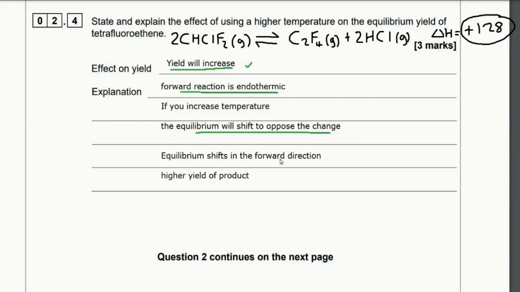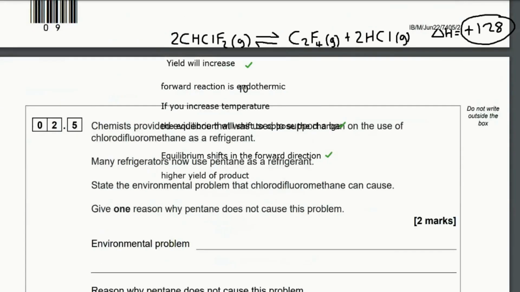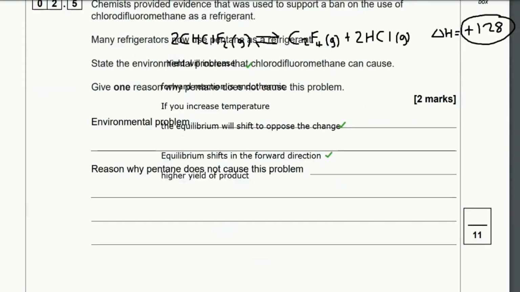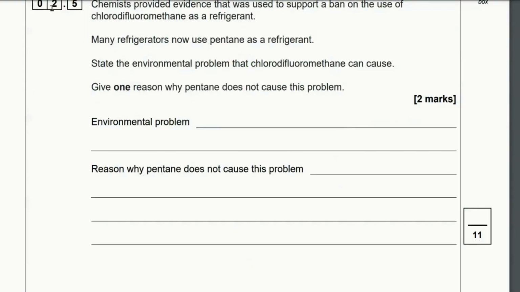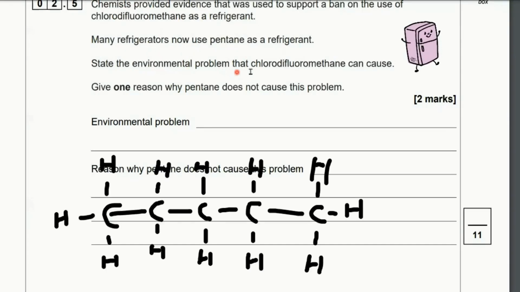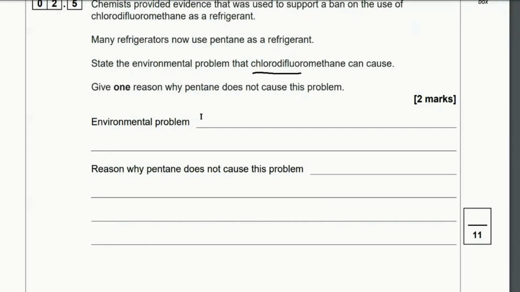So your 3 marks here are 1 for stating the effect on yield, which is that it will increase, 1 for saying the equilibrium will shift to oppose the change, and finally that it shifts, therefore, in the forward direction. Chemists provided evidence that was used to support a ban on the use of chlorodifluoromethane as a refrigerant. Many refrigerators now use pentane as a refrigerant. State the environmental problem that chlorodifluoromethane can cause. Give one reason why pentane does not cause this problem.